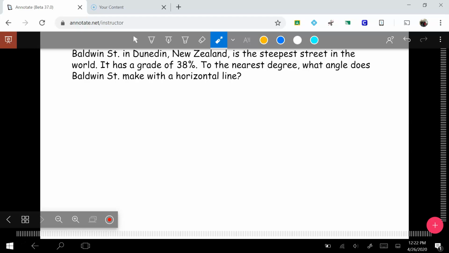So for this one, we have a very steep road in the mountains. If you've ever driven in the mountains, it's kind of fun. Well, actually, I'm not the one driving. It's fun to ride in the mountains.